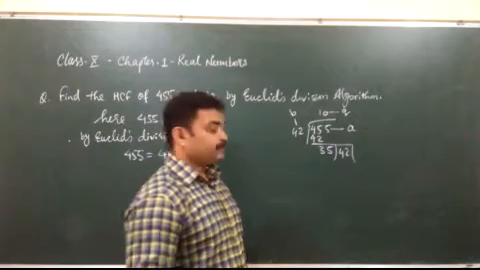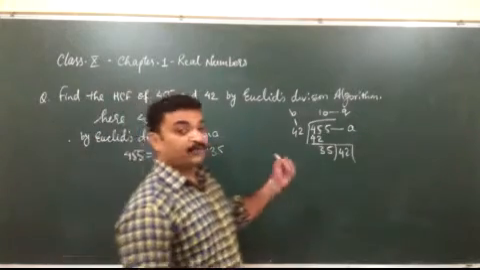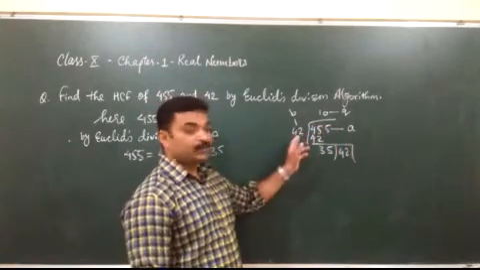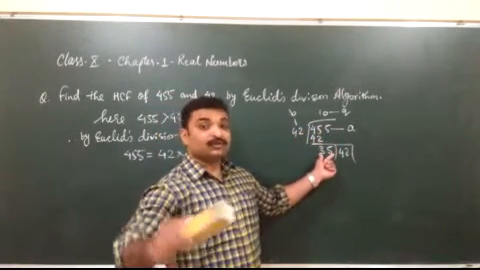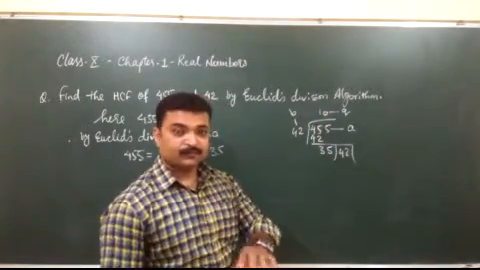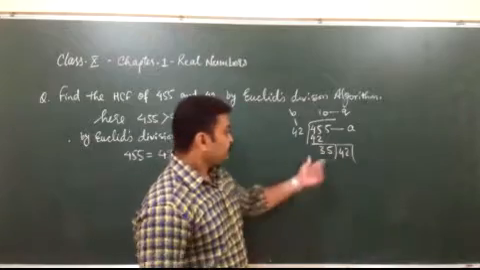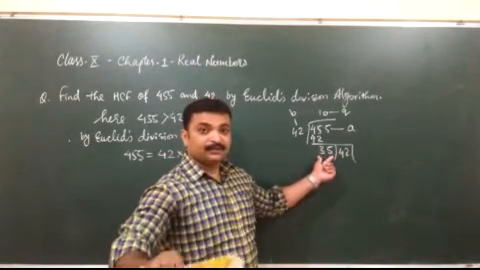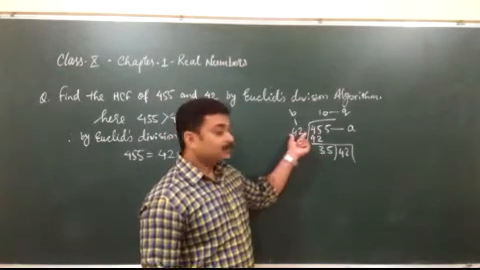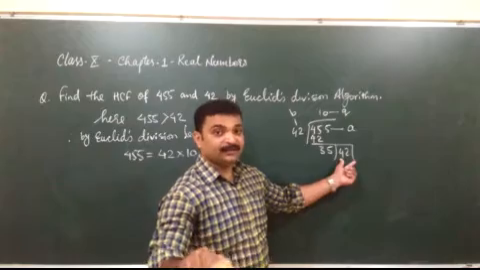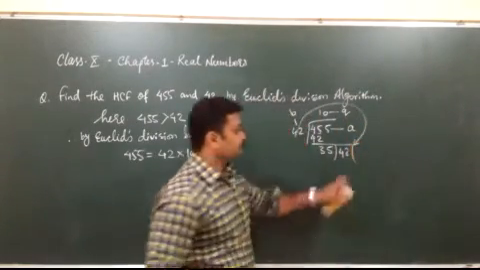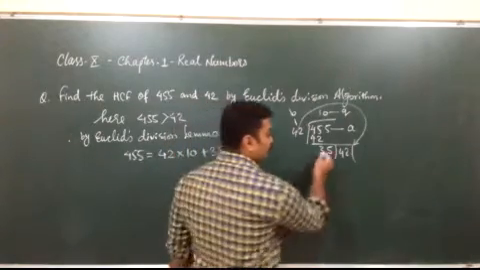In the long division process to find the HCF, what we did was divide the bigger number by the smaller number. Then if the remainder R is not equal to 0, this process will continue. In the next step, the remainder will be the divisor and the divisor will become the dividend. Now again we start the process.